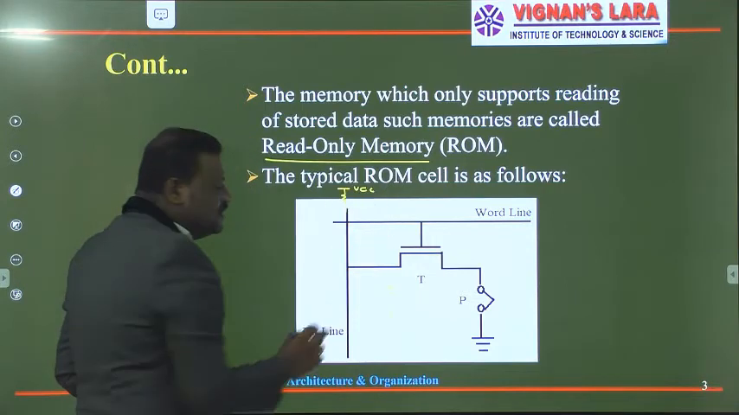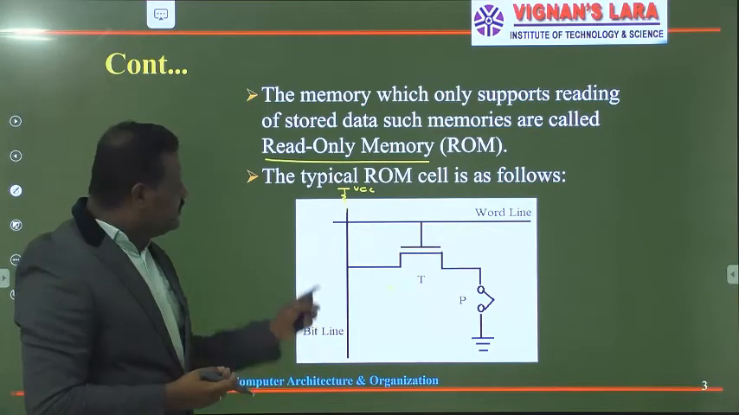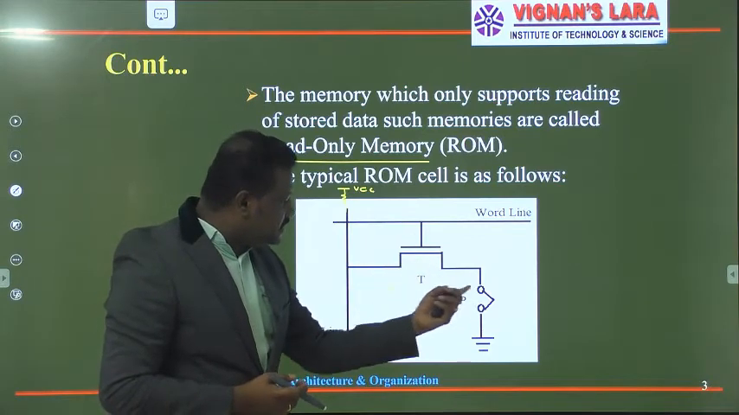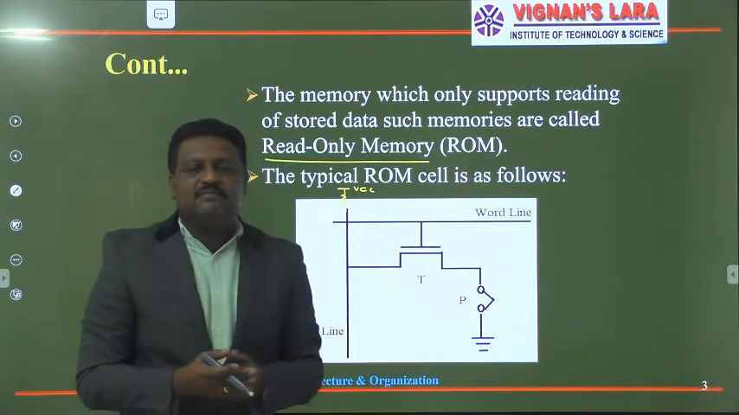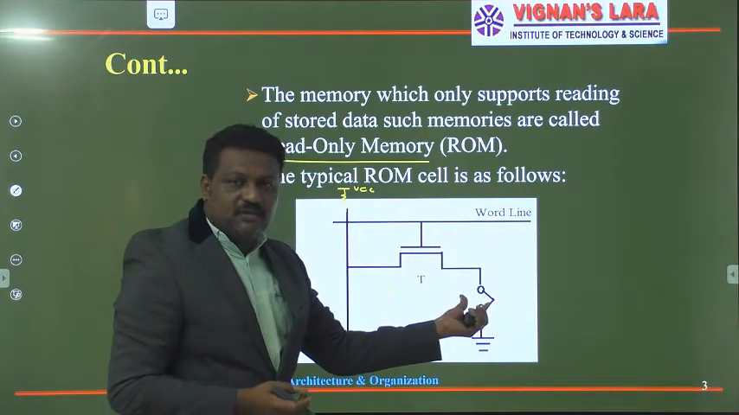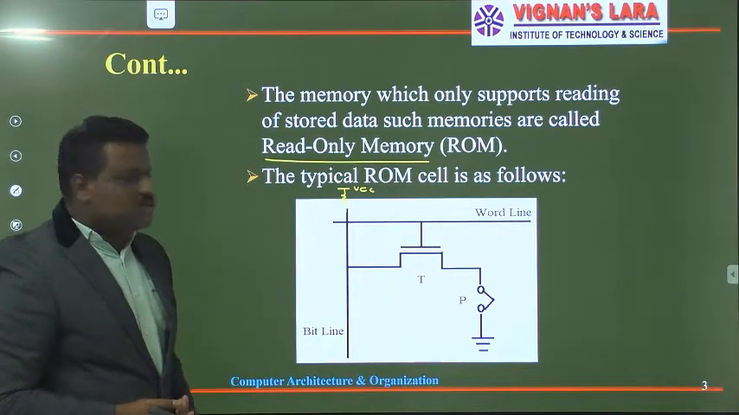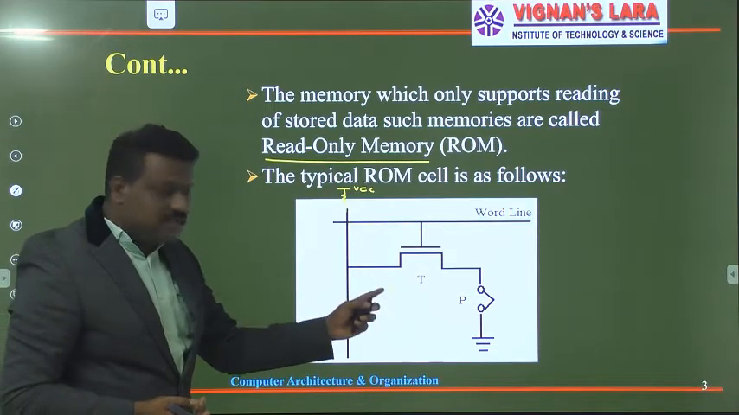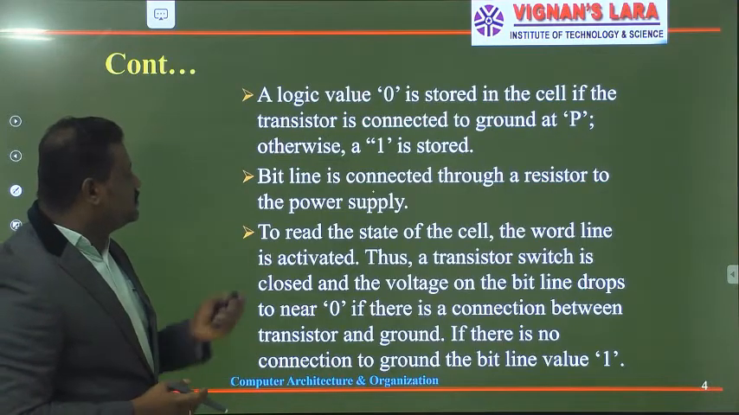This is a power supply signal VCC through a resistor. In this scenario, if a logic 1 is present here, once this transistor is on, then automatically this ground connection is not connected to the transistor through the P, so I can say that the memory cell contains logic 1. If there is a P connection, then automatically the cell consists of logic 0. So here you have to remember, power supply VCC was connected to this memory cell through this bit line and this resistor R. So that is the meaning of this.